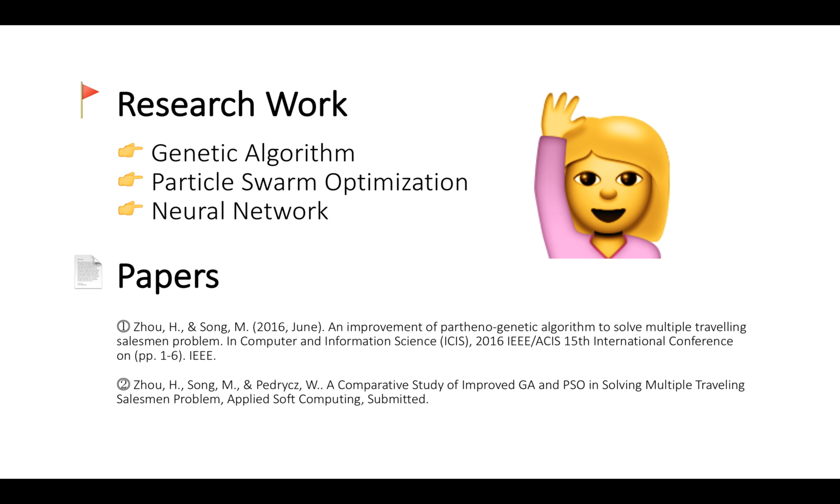I have published one paper researching on genetic algorithms at the 5th IEEE ACS International Conference on Computer and Information Science. I have submitted my second paper to Journal of Applied Soft Computing, which is a comparative study of genetic algorithm and particle simulation algorithm. I participated in the National Undergraduate Scientific and Technological Innovation Program in my junior year. The name of the project is Research and Application of Evolutionary Optimization Algorithm.